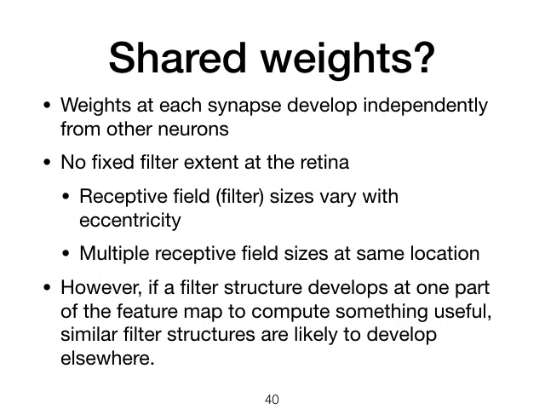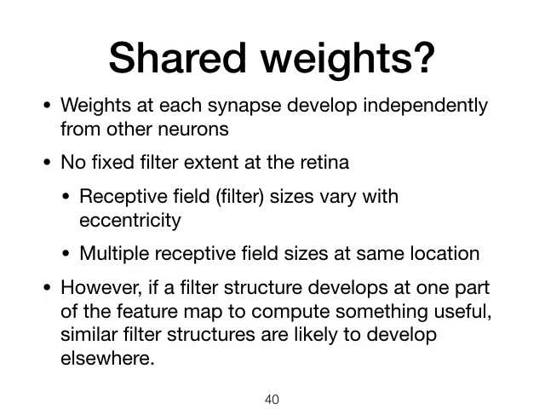So we looked at shared weights before. In biological systems, we don't have shared weights. Weights from each synapse develop independently from other neurons, so there are no fixed weights that are spread across an image. This is quite different from what we saw in artificial networks. There's no fixed filter extent at the retina. Receptive field sizes, that is, filter sizes, vary with eccentricity, from central vision to peripheral vision. There are also multiple receptive field sizes at the same location. So there isn't even a fixed extent of the filter across the image, and there is a tendency for the filters to be smaller in central vision and larger in peripheral vision.